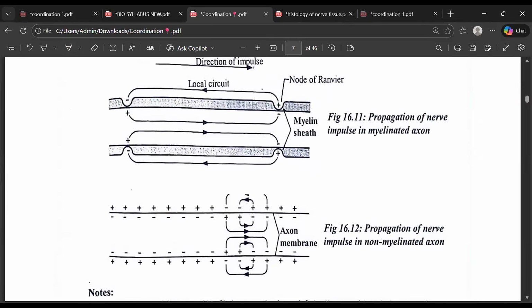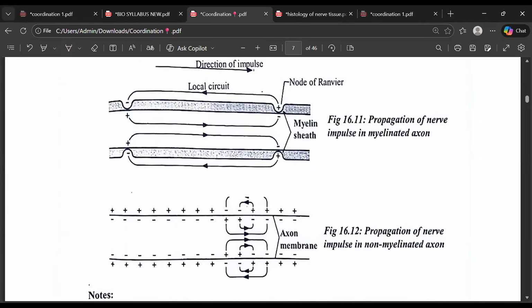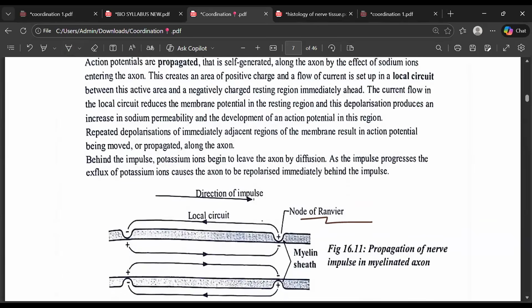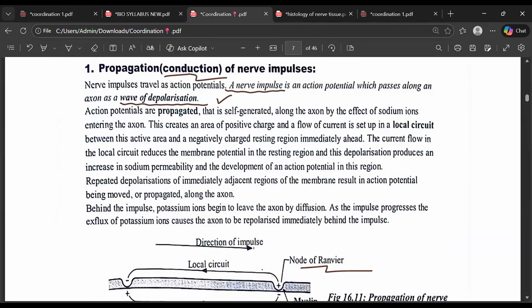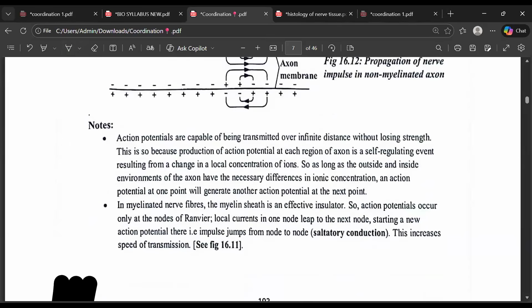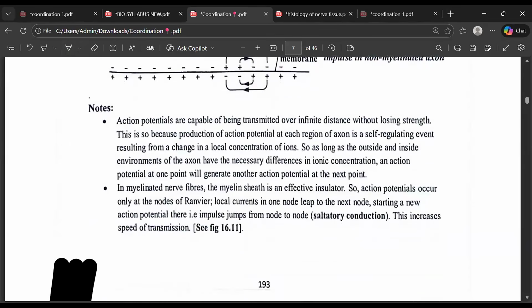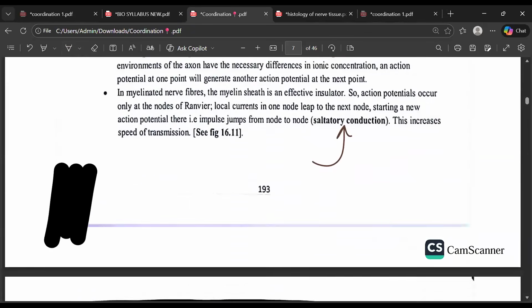You see? Are you seeing the jumping I was telling you about? Do you see the jumping? This is the node of Ranvier. So that jumping is what they call saltatory. In FA, they will tell you why they took that name. It's even here, saltatory. But this will be next in the future.